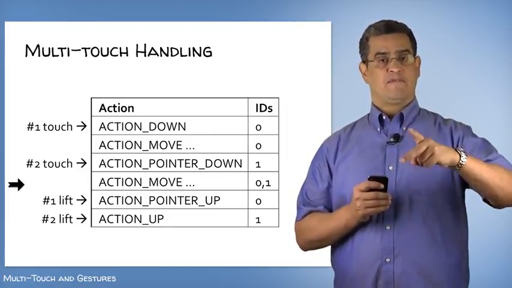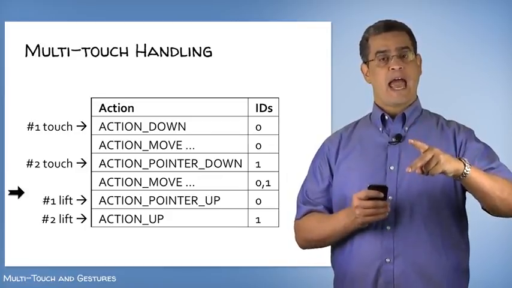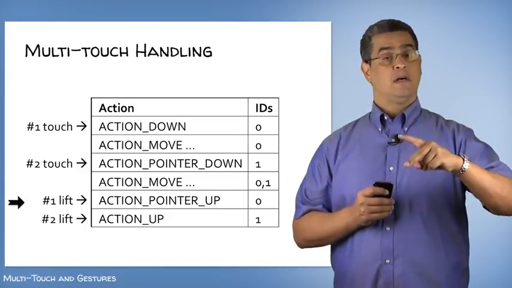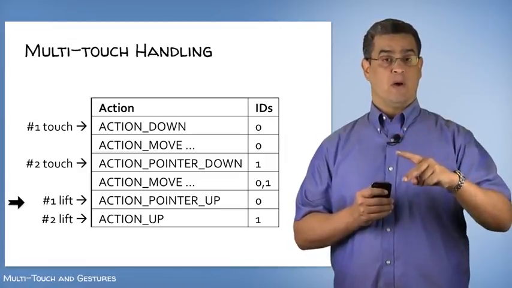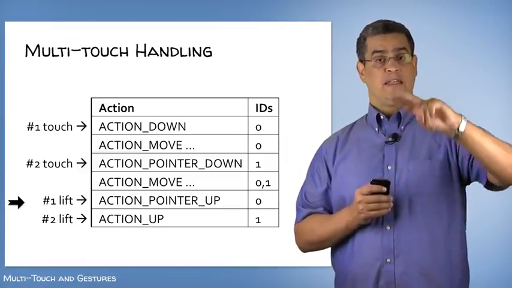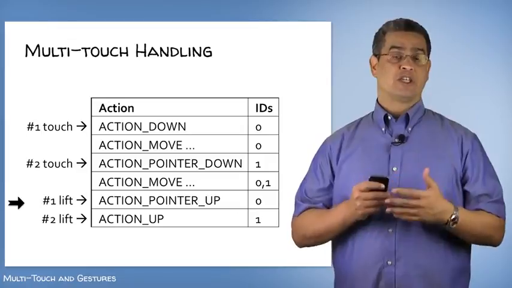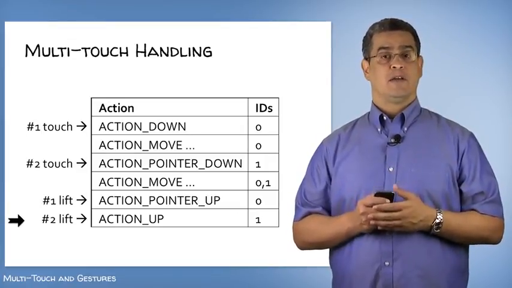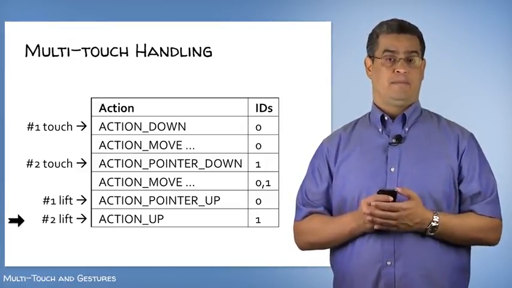And if you now lift the first finger, then you'll get an action pointer up event associated with pointer 0. And then, if you finally lift the last finger, you'll get an action up event associated with pointer ID 1.